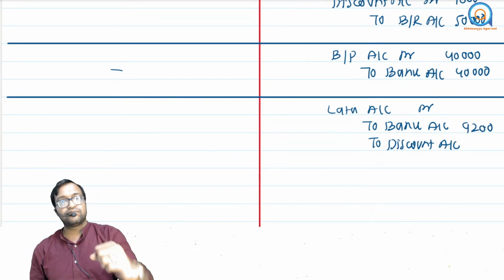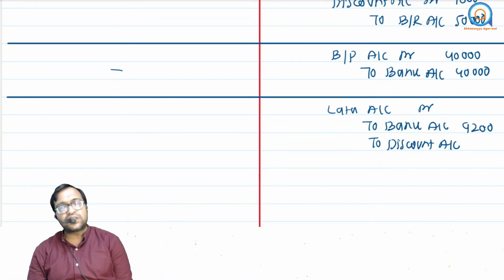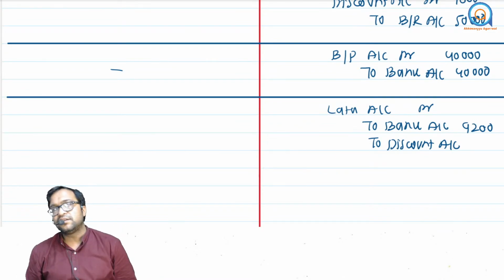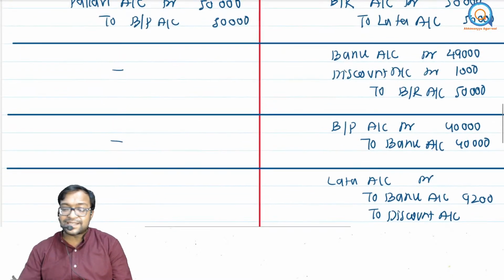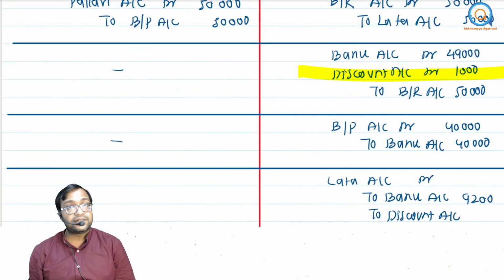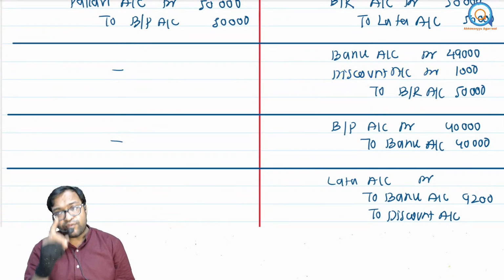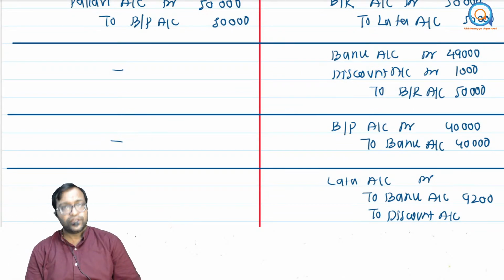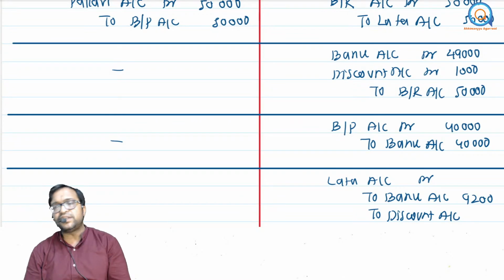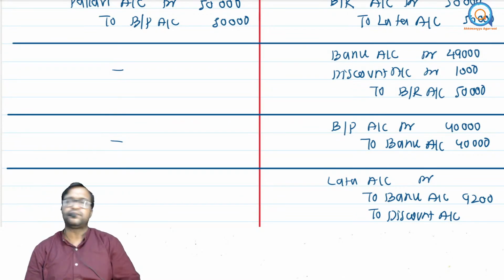9,200, sir. But how much discount has to be remitted to Lata? Sir, Lata's share of discount. So how much will Lata share of discount in the second bill? Sir, discount is shared in fund sharing ratio. So you need to find out the fund sharing ratio of the second bill.